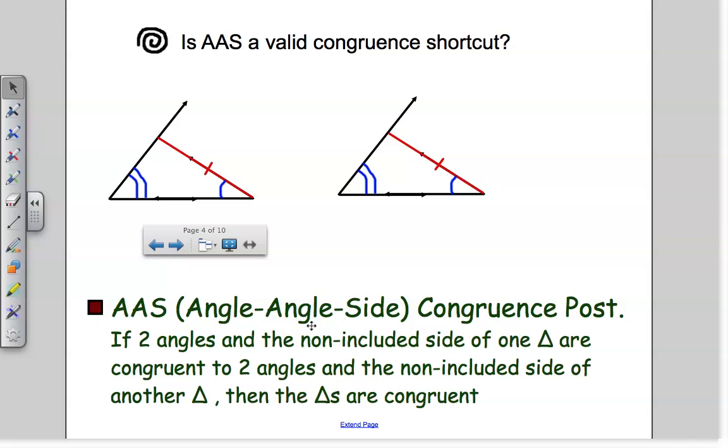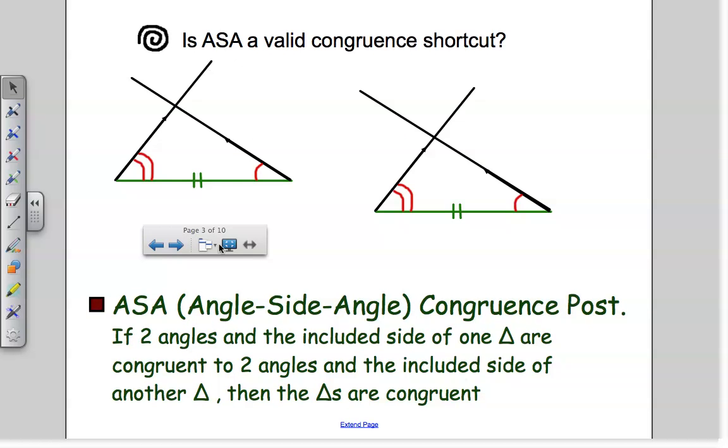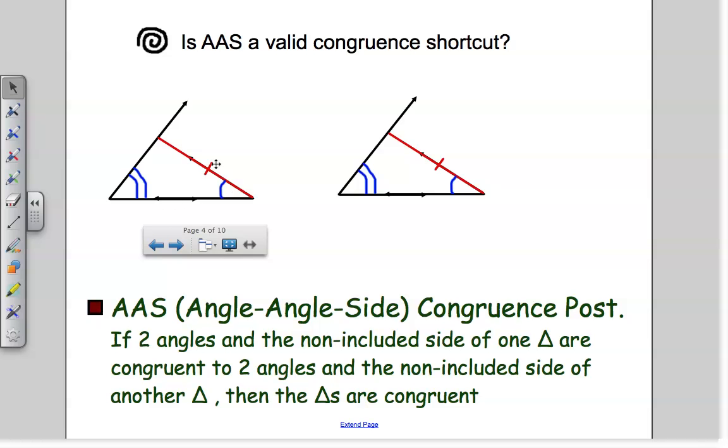Here, if two angles and the non-included side of one triangle are congruent to two angles and the non-included side of another, then the triangles are congruent. So if you have two angles, whether the side is in between those two, like angle, side, angle, or whether we have two angles and the side is not between those two angles, both are valid or working congruence shortcuts to show triangles are congruent.